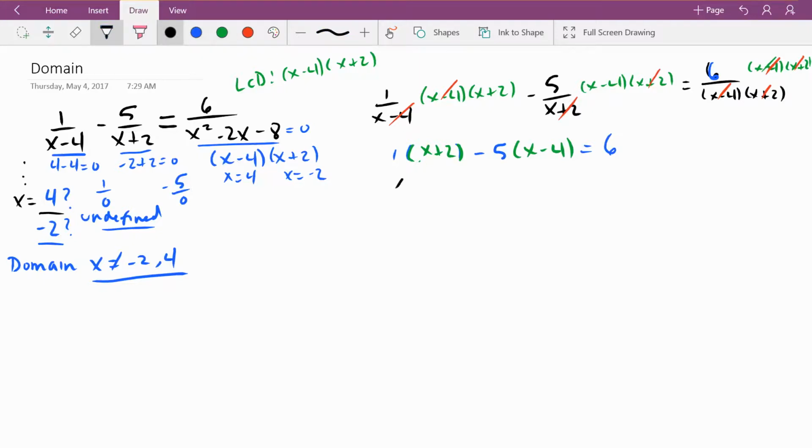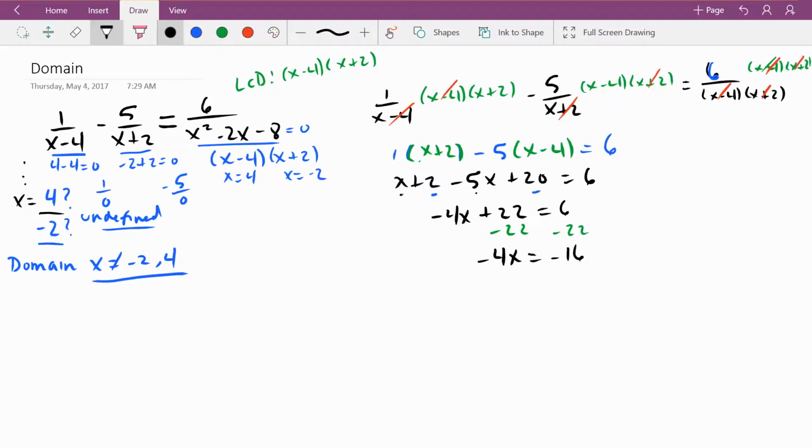Alright, go ahead and distribute. Here we just have x plus 2. Negative 5 times x, negative 5 times negative 4 equals 6. Combine like terms, I have an x, negative 5x, it's negative 4x. Then we have a 2 and a 20, so it's 22 equals 6. Down to a linear equation, subtract our 22 on both sides. And we have negative 4x equals negative 16. Divide by negative 4. We get x equals 4.